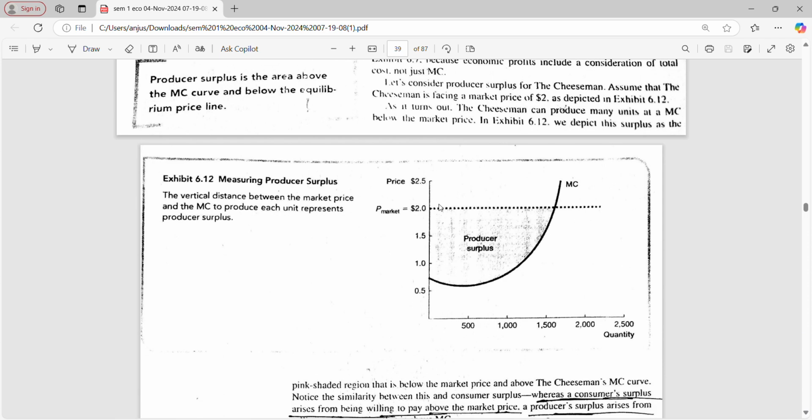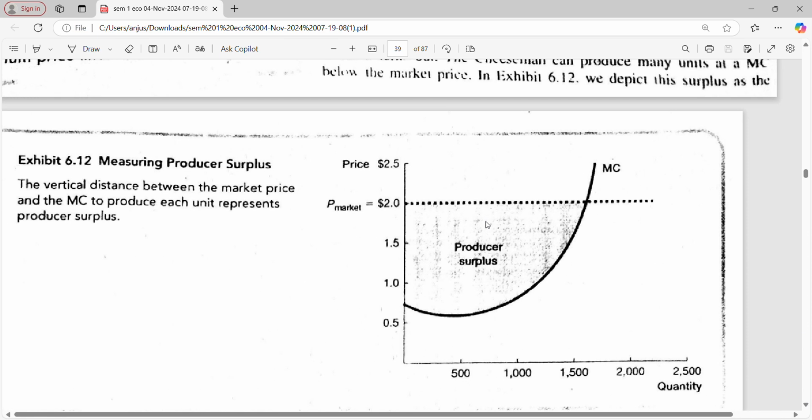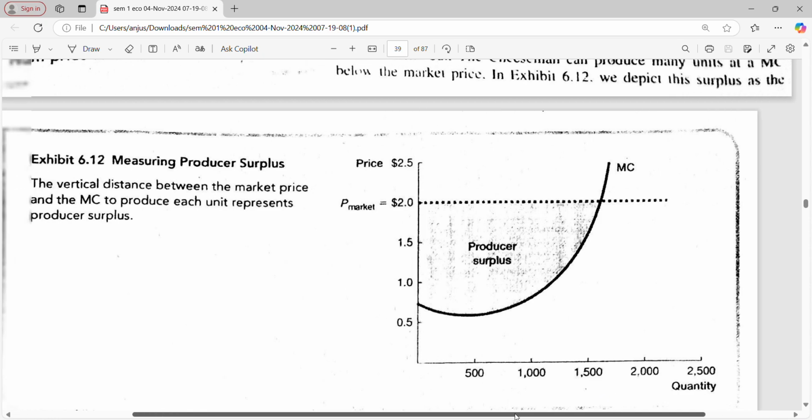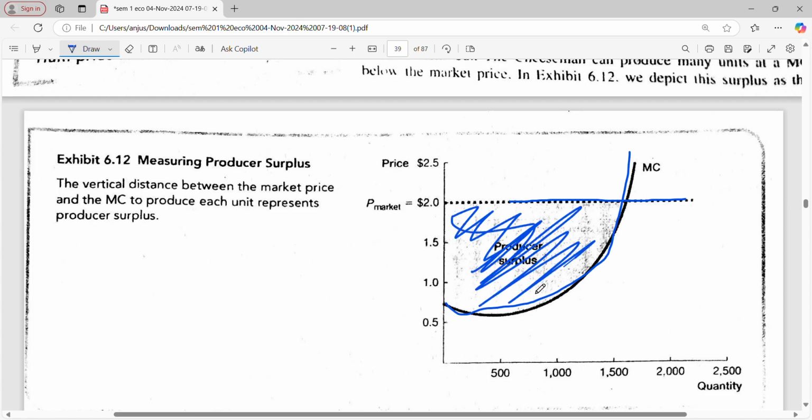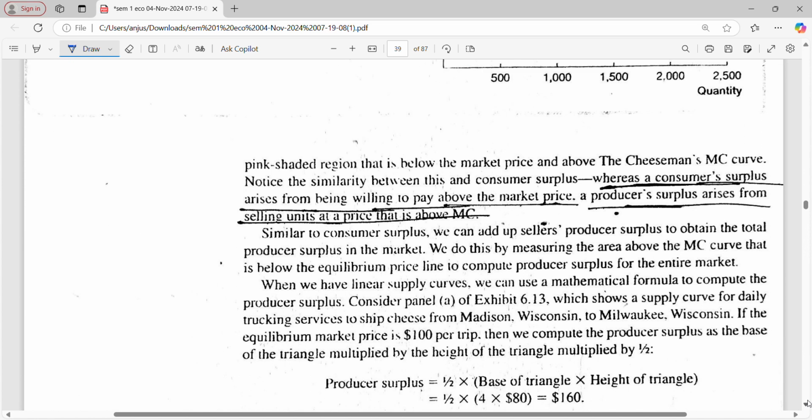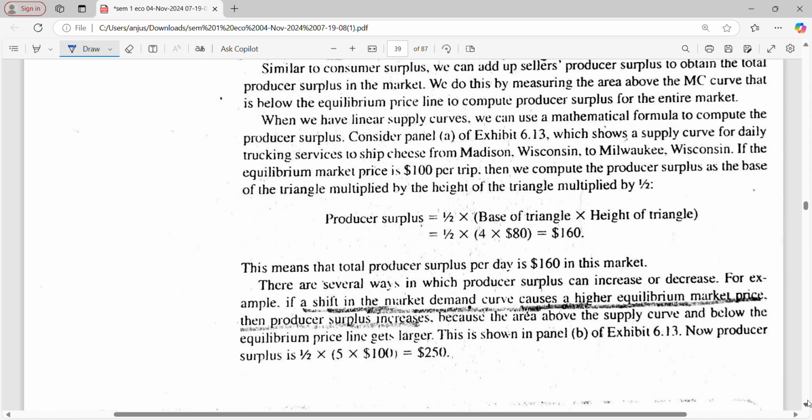So this is the market price, right? And this is the marginal cost. This area is the producer surplus. And how is it calculated? Half, 1/2 multiplied with the base of the triangle and the height of the triangle.